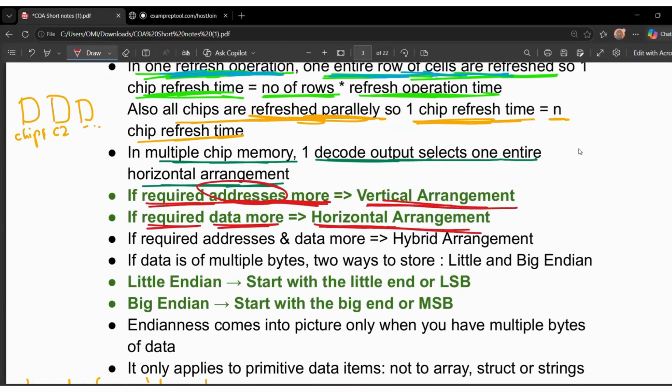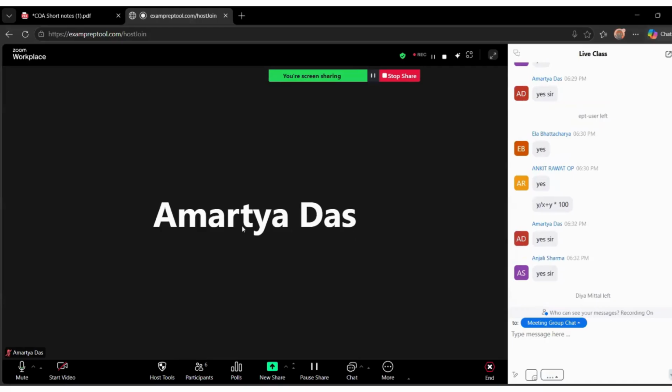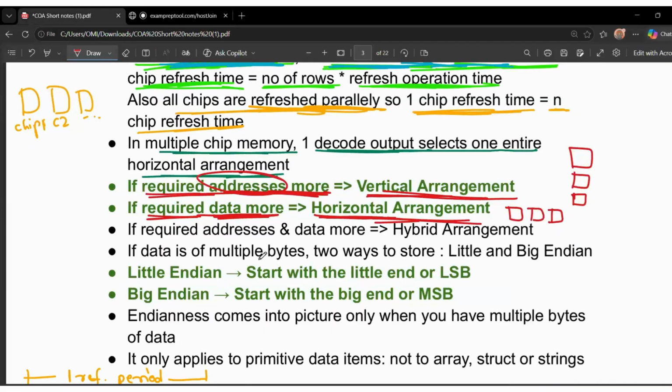If you require more addresses, you stack the chips vertically, because here you will get many addresses. But if you require more data, you put the chips horizontally, like this way, and horizontally you will get more data, right? In this way.